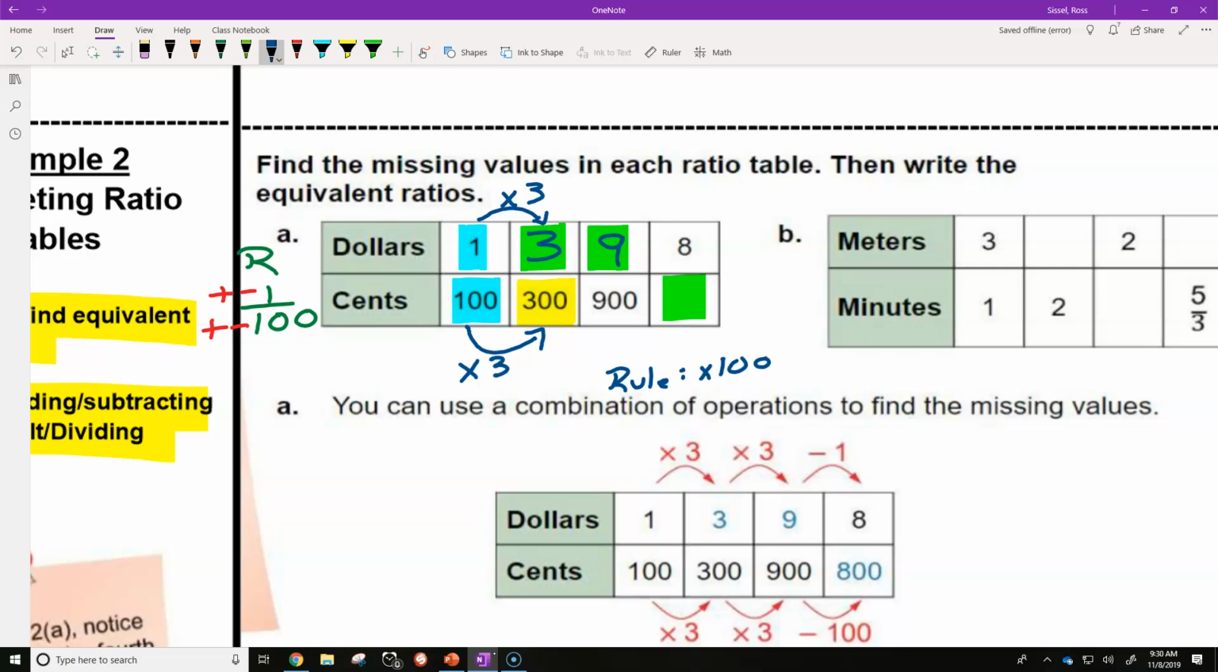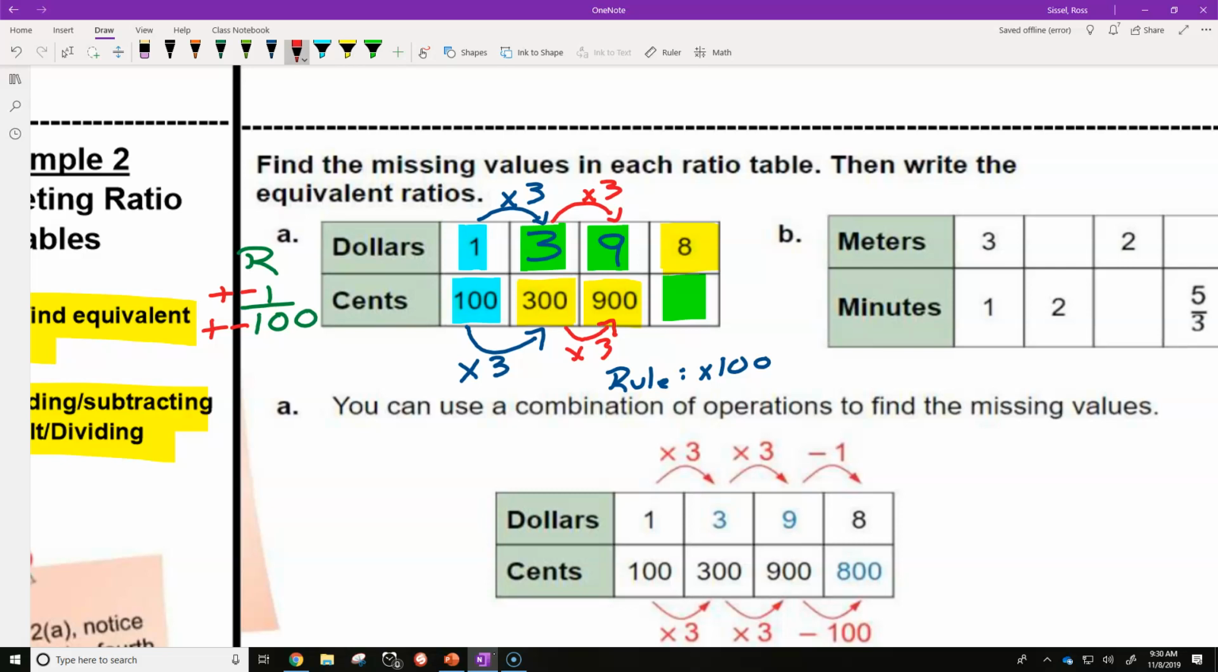Let's check it. I don't know this. I know 900. Do you want to use 100 or 300? 300. Okay. 300 to 900. Times 3. So 3 times 3 is 9. We got the same answer. I could have used my input-output, or I could have multiplied. Now here's the last trick. I don't know this blank, but I know 8.